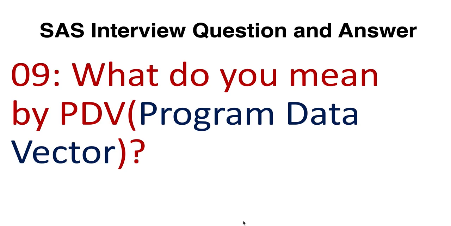Question and answer. Question number 9. What do you mean by PDV? Program Data Vector. The question is asking about the definition of PDV, how it is created, and what its properties are.